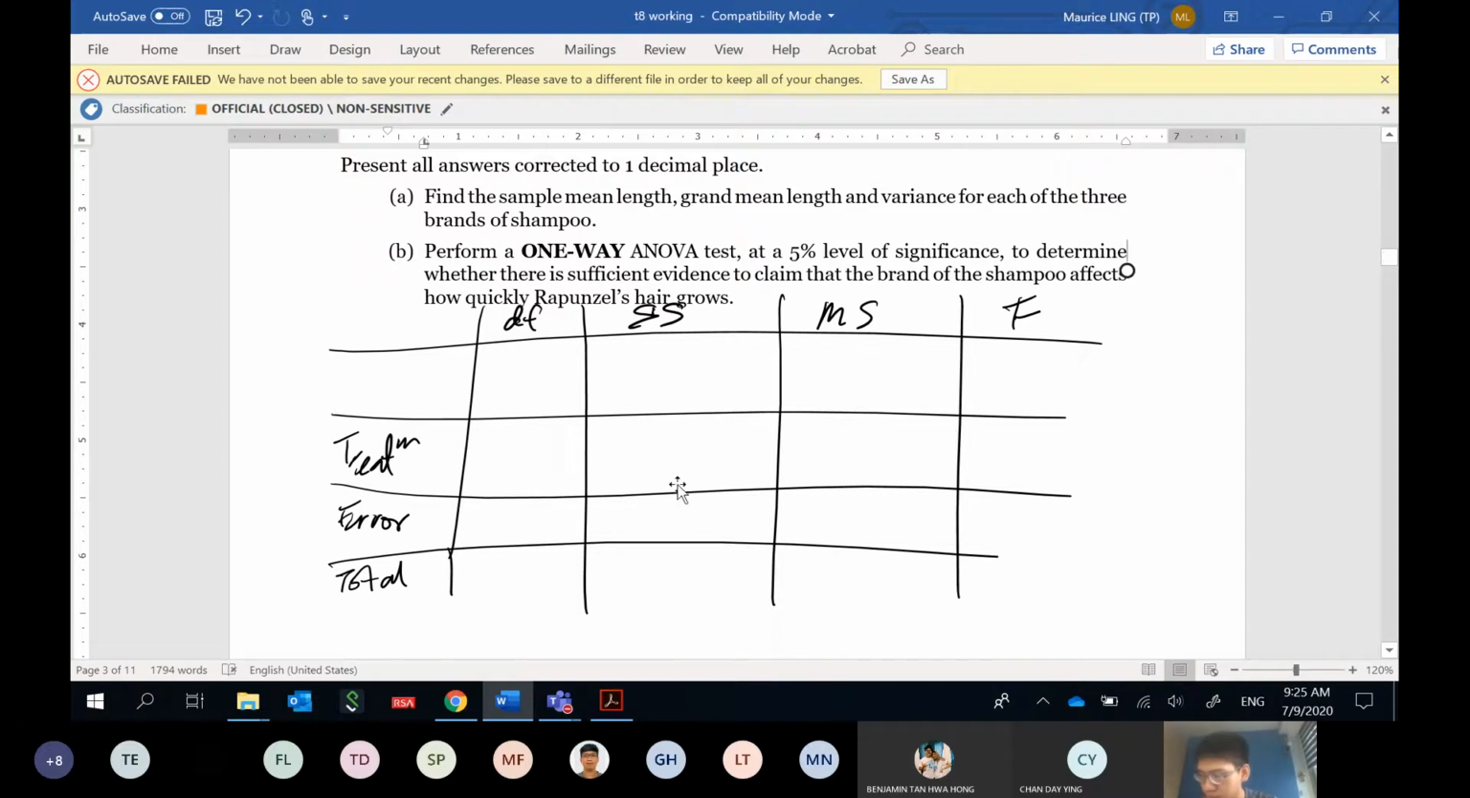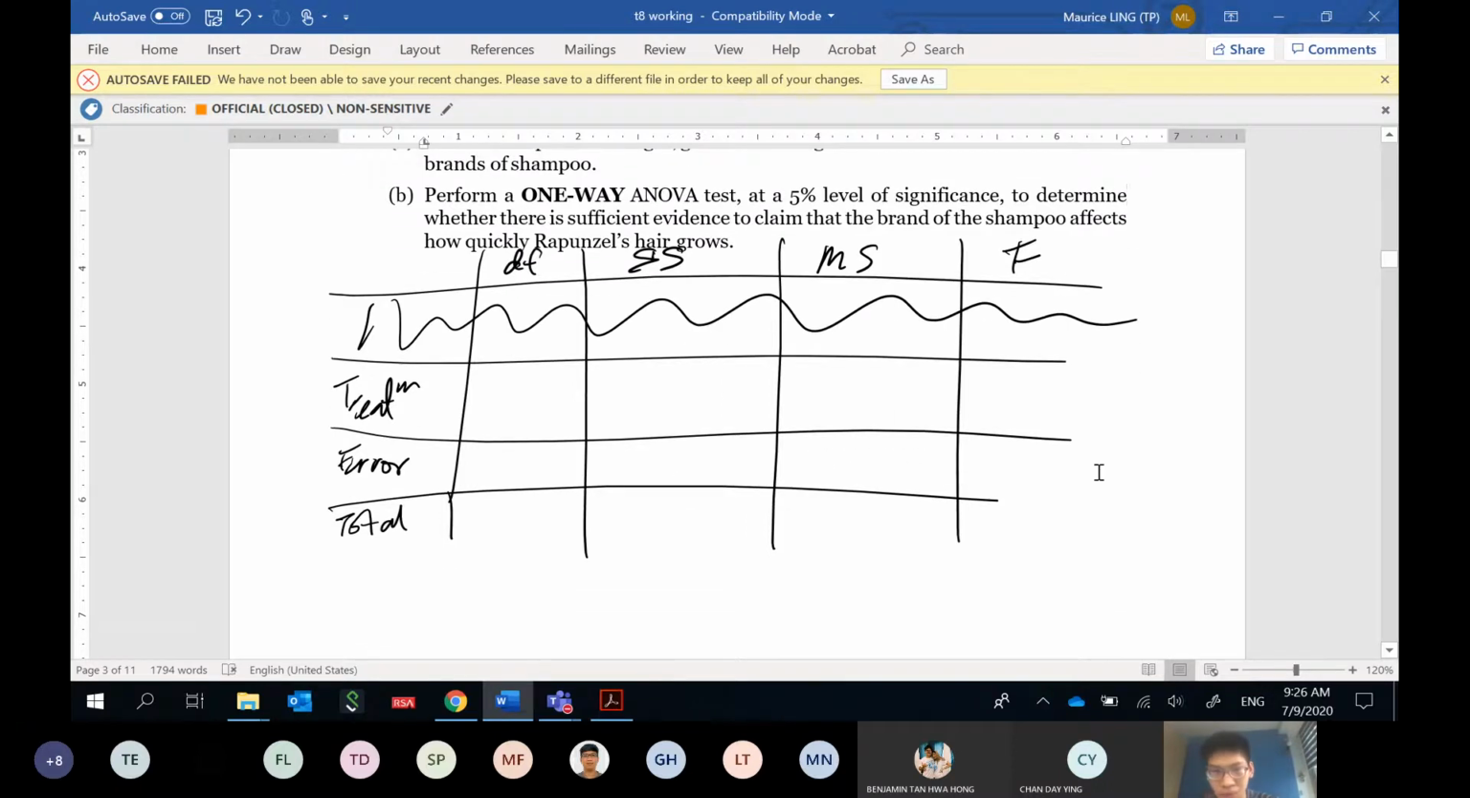Why am I having another column? Doesn't matter. Okay, so can you give us all the numbers for the columns? We don't need this, don't need this, don't need this. So what is the total degrees of freedom? First, this one. Total is 14. Okay. Treatment? Treatment is 2, then. Error is 12. All right.